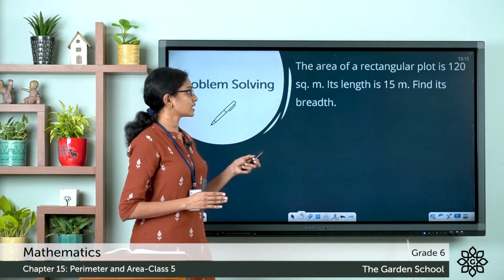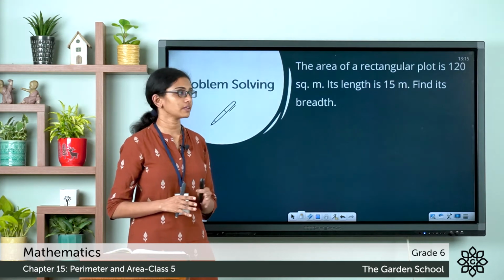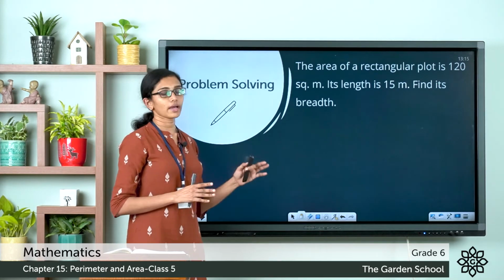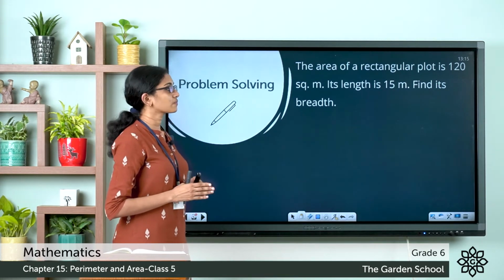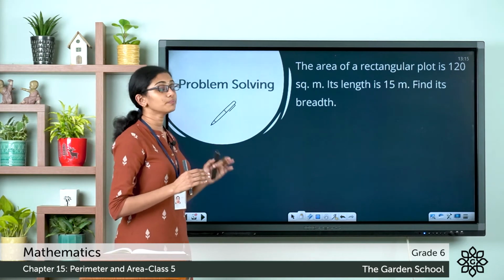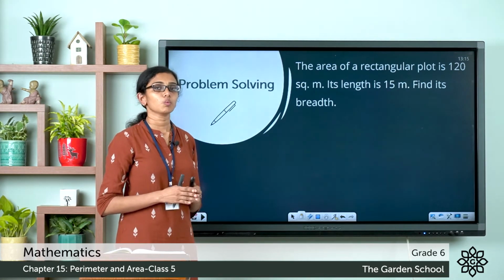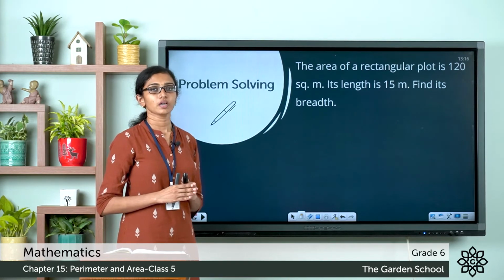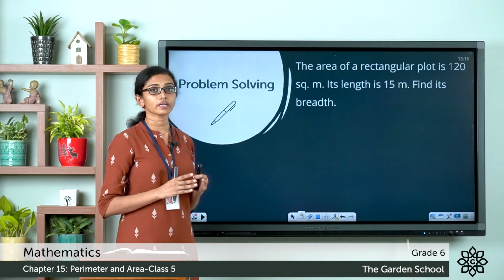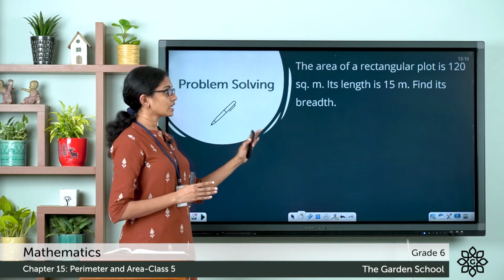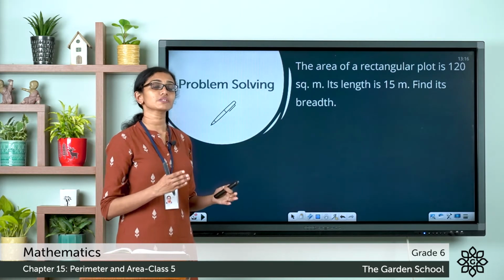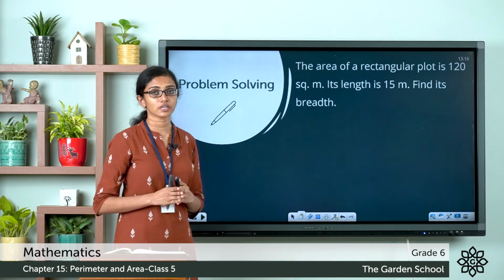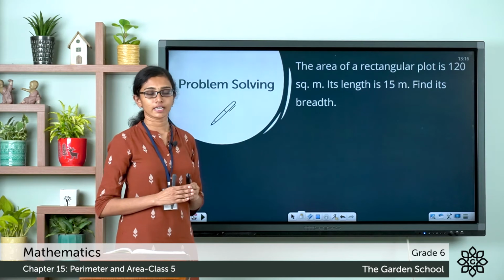Now, let's see another example. Here a question is given. The area of a rectangular plot is 120 square meter. Its length is 15 meter. Find its breadth. Now, what is given to us? Here the area of a rectangular plot is given. Now, it is given as 120 square meter and the length of the plot is also given, which is 15 meter. The breadth is not given. We need to find out what is the breadth of this rectangular plot from the data given to us.